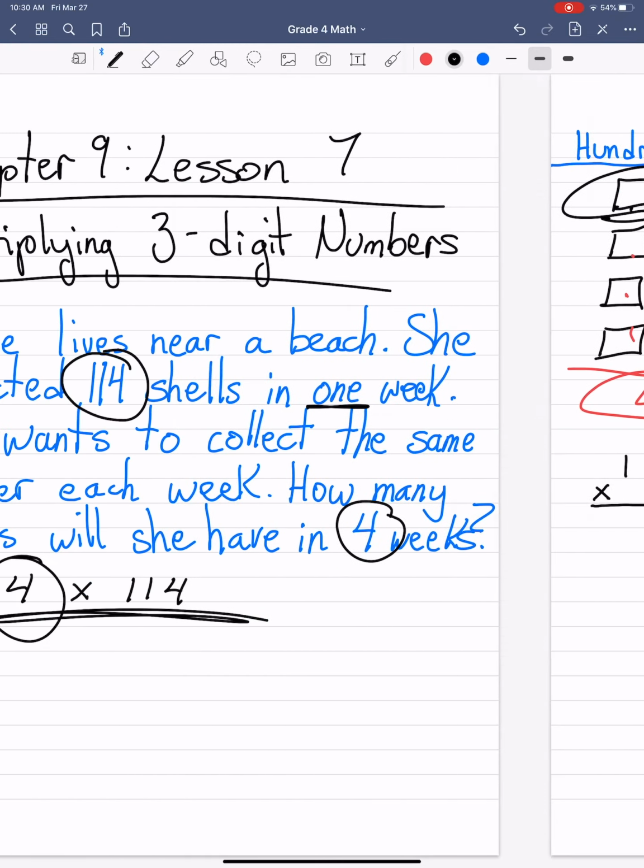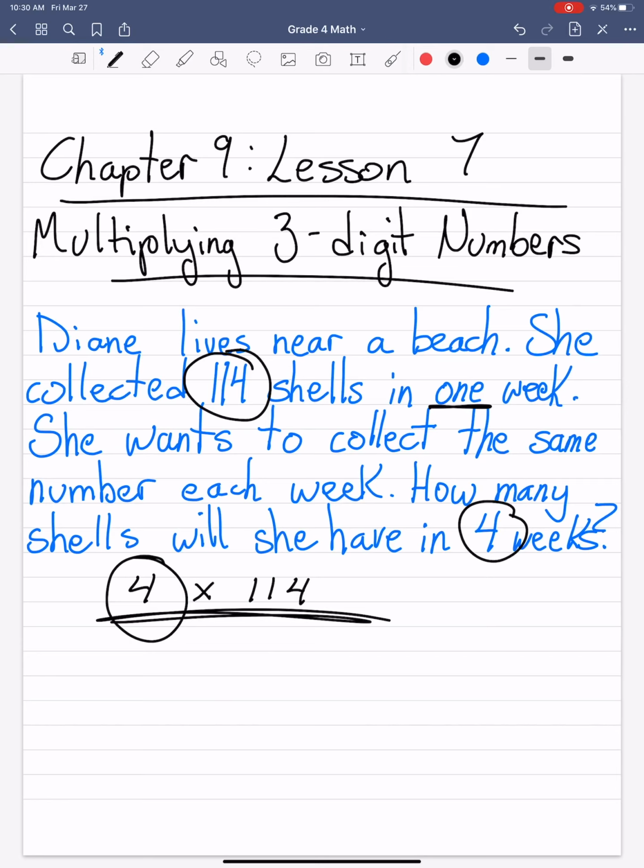So that is our lesson on multiplying with 3-digit numbers. Any questions? Please feel free to contact me.